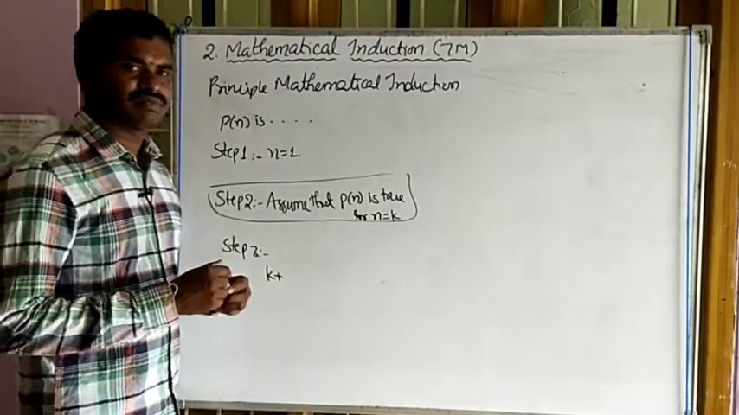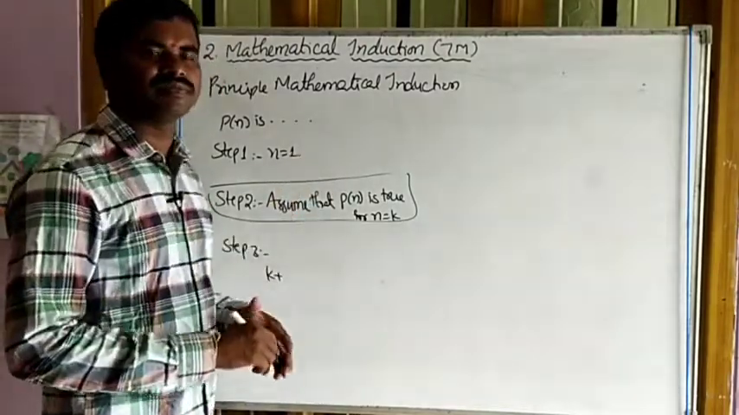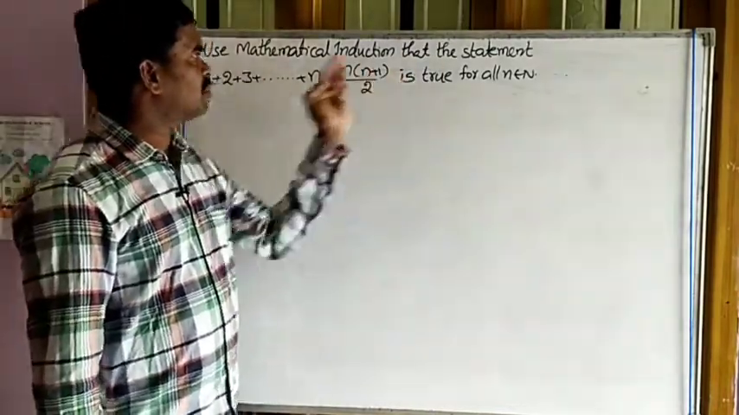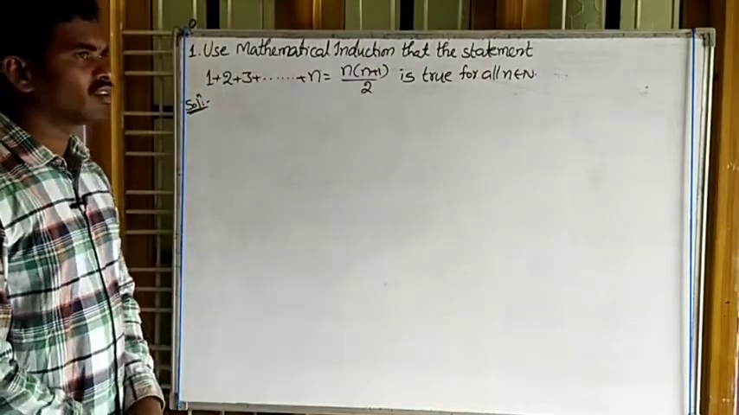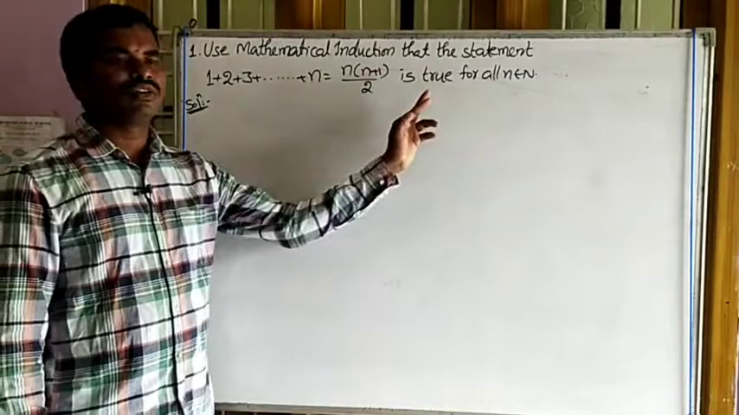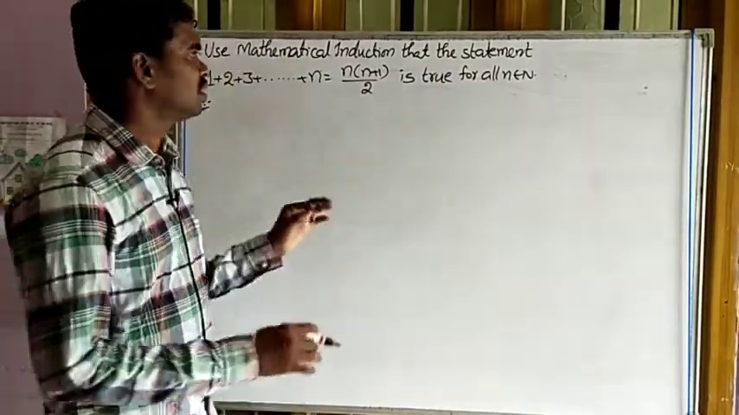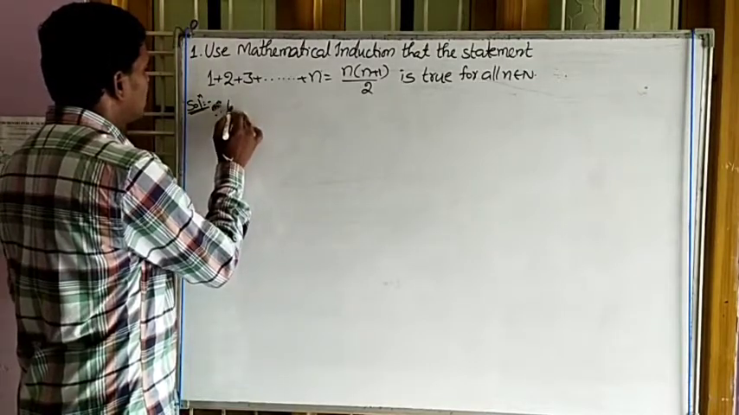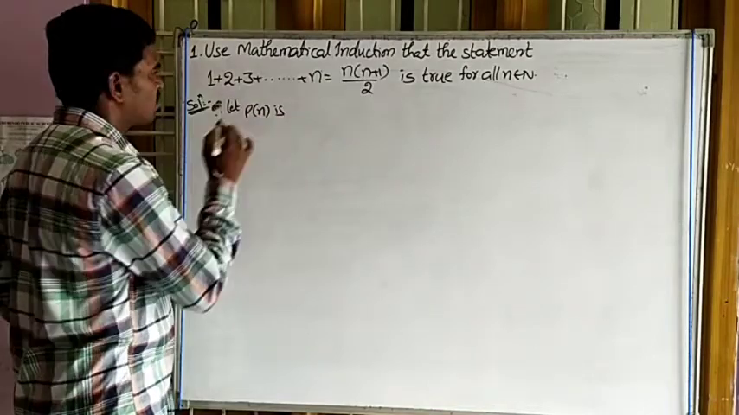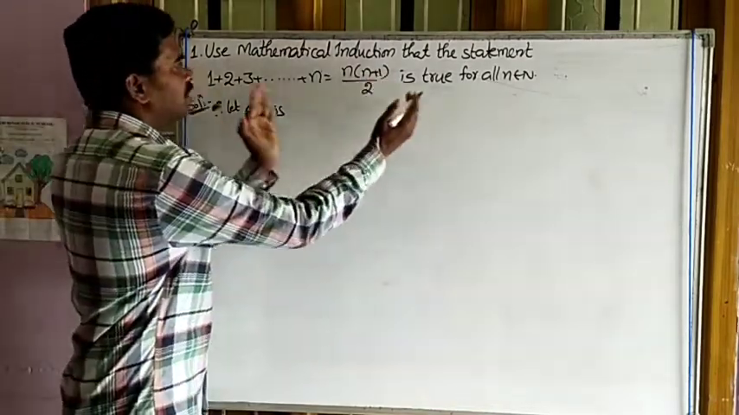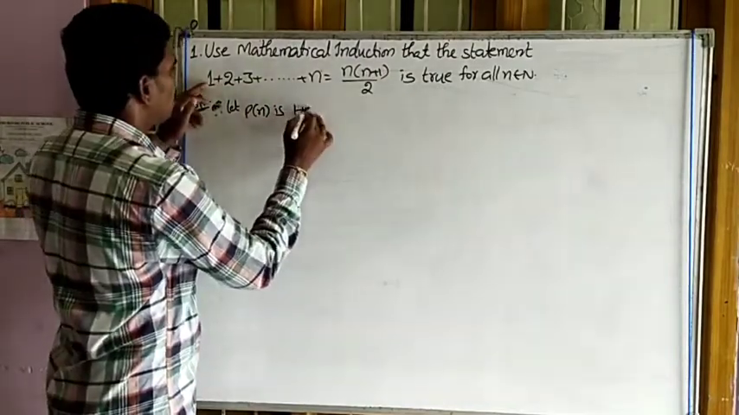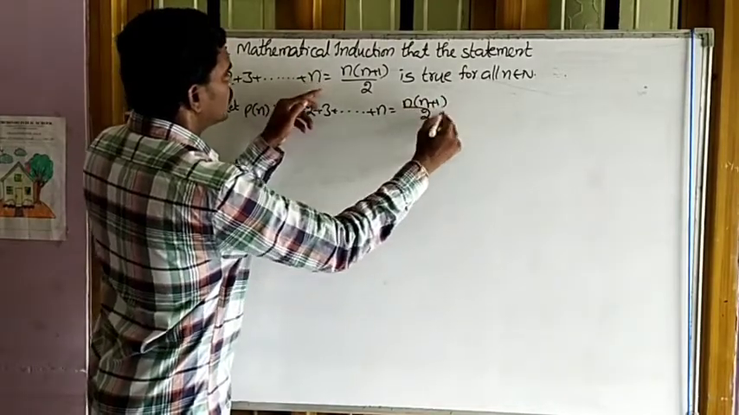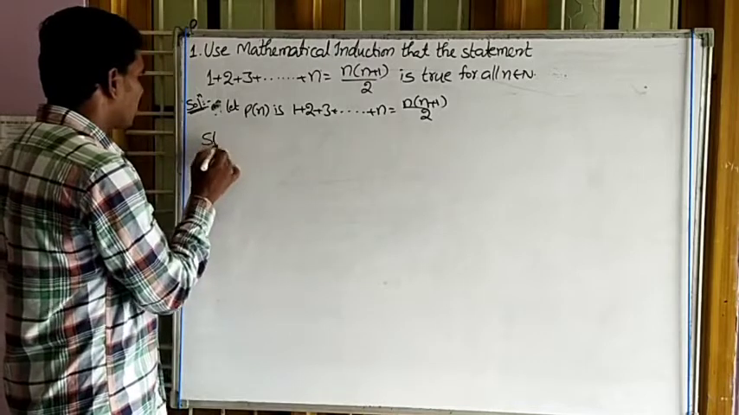So I am taking one question. This is called principal mathematical induction actually. Use mathematical induction to show that the statement 1 plus 2 plus 3 plus and so on plus n equals n into n plus 1 by 2 is true for all n belonging to capital N. So this is the question. First, for each and every question, let P of n be the given statement: 1 plus 2 plus 3 plus and so on plus n equals n into n plus 1 by 2.